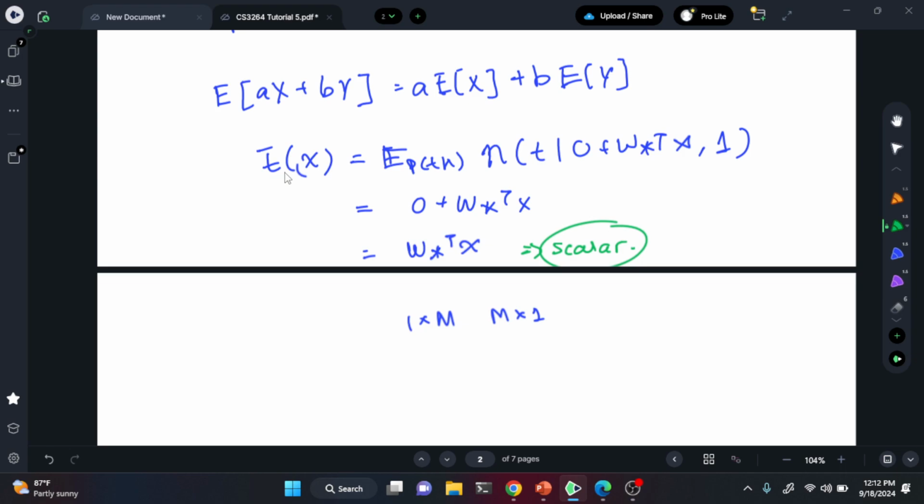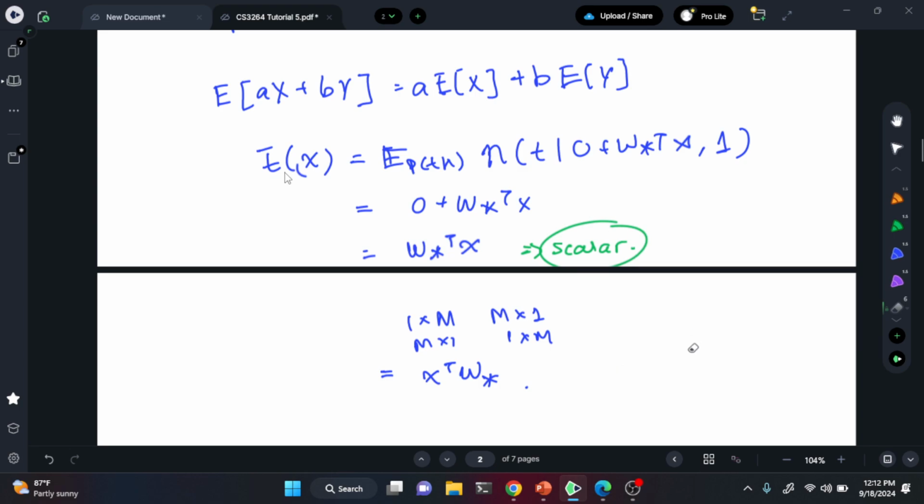Okay, since this is a scalar value, then this W star transpose times X is essentially the same thing as X transpose W, because it's a scalar. If I try to transpose this, now this will be M times 1, and transposing it gives 1 times M. So if I do X transpose times W star transpose transpose, it is just the same thing, because it's a scalar value. It's like a dot product of two vectors. Okay? Questions to this point?